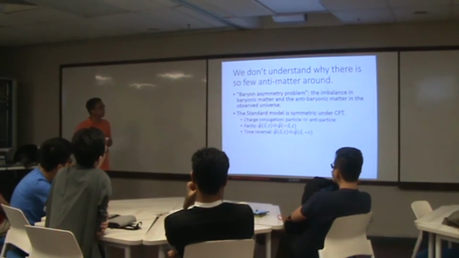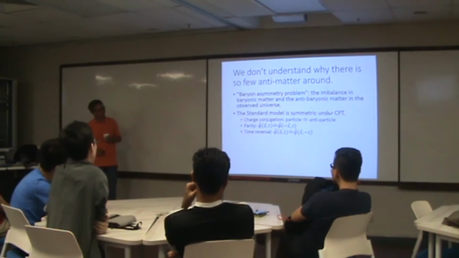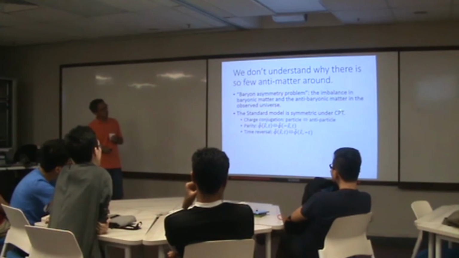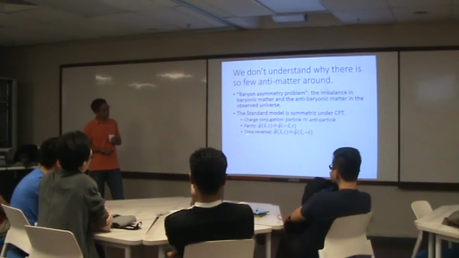The reason is that our model is completely symmetric under the combination of CPT. Here C is charge conjugation, which changes particle to antiparticle, P changes space, and T reverses time. If you do all 3, the particle becomes an antiparticle, travels backward in time and in mirror space. Our theory is completely symmetric.